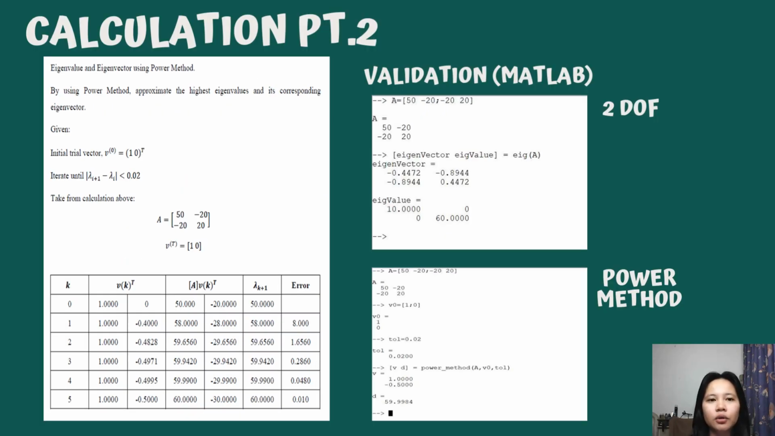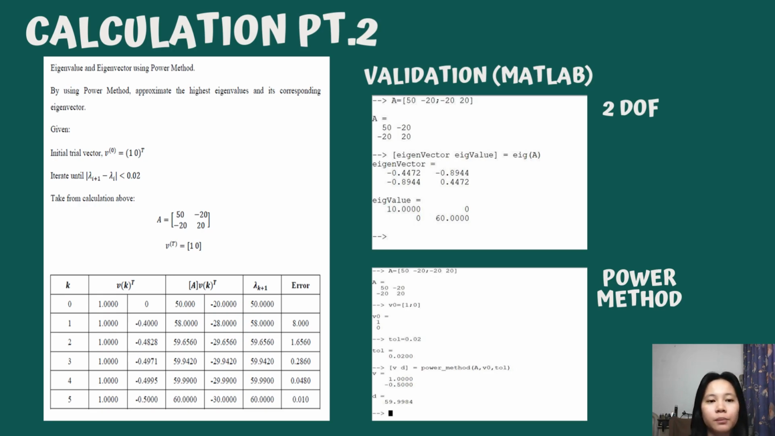Next is eigenvalue and eigenvector using the power method. In the power method, we try to approximate the highest eigenvalue and its corresponding eigenvector. In the power method, we propose two methods of calculation: one is the calculation of the power method itself, and the other is calculating it using a table, which makes it easier to get the value directly.